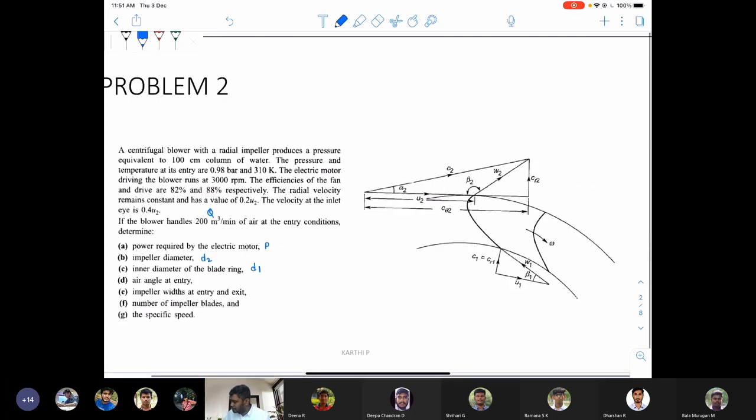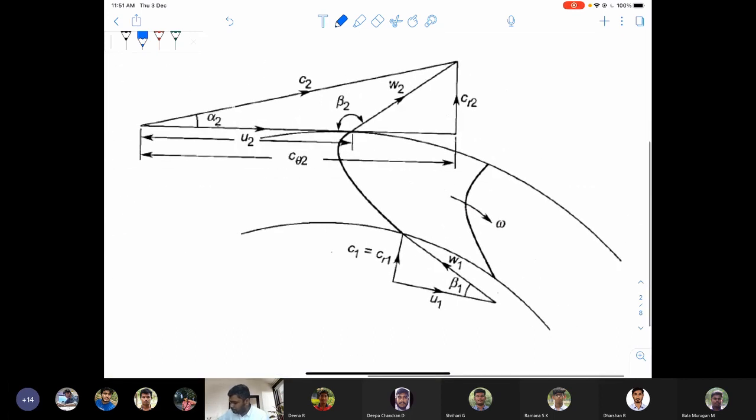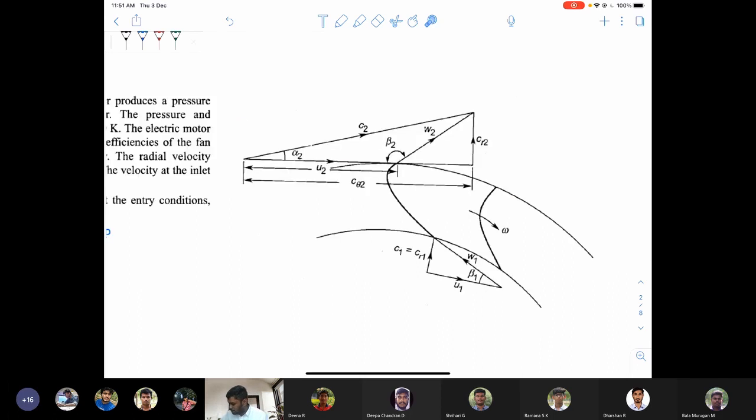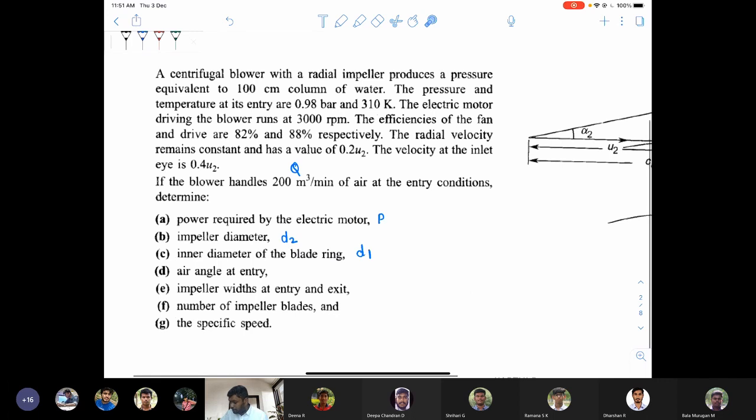In the diagram, this diameter is D1 and this is D2. If the impeller diameter is being asked, you should find the value of D2 and not the value of D1. Therefore, the inner diameter of the blade ring is D1.